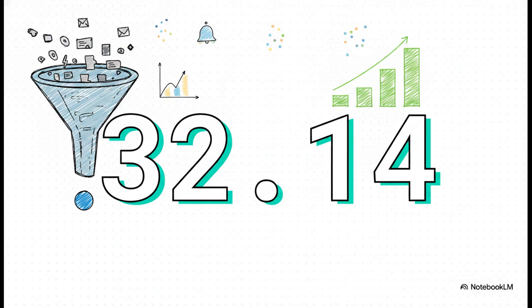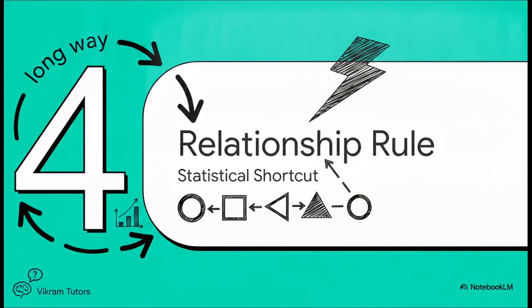It is incredibly satisfying to watch a massive frequency table distill down into just one precise, actionable number. You've officially calculated the grouped mode. Awesome job. Section 4. The Statistical Relationship Rule.